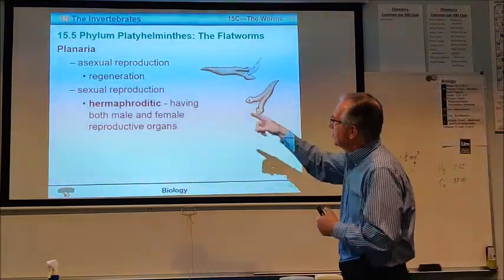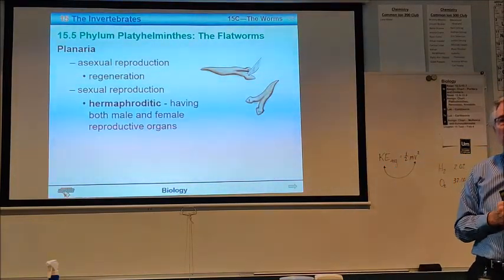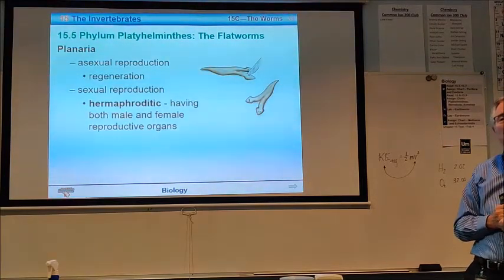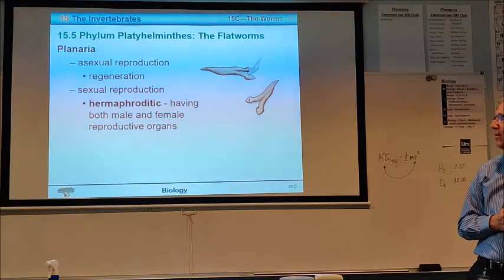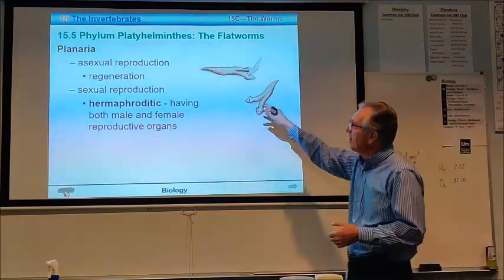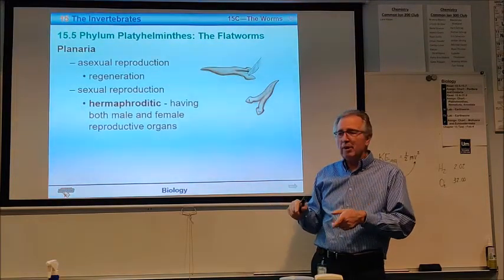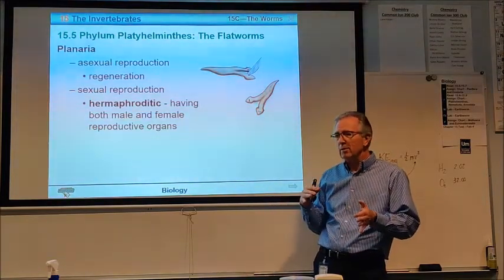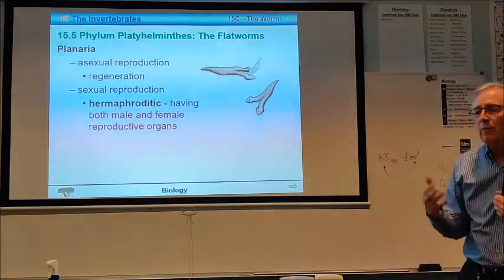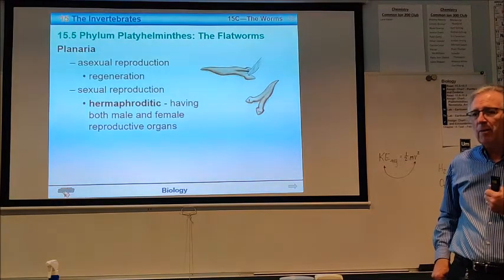As far as sexual reproduction, they are a new word. Some of you may have heard it before, but a new word. It's called hermaphroditic. Hermaphroditic. What does that mean? That means planaria have both male and female reproductive organs in the same animal. Okay? There are other animals that are just like that. The earthworm, for instance, does the same thing. It has a male and a female part.